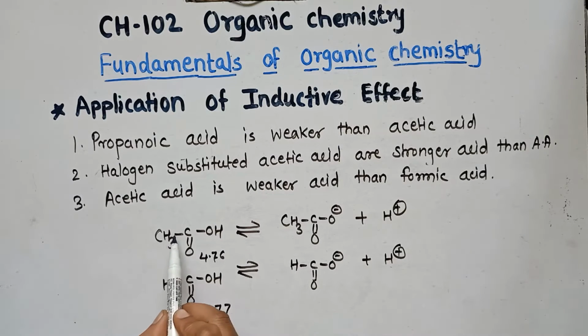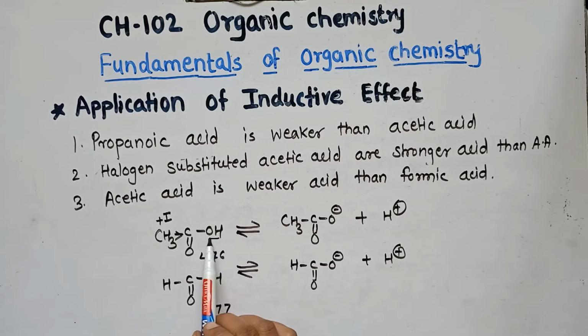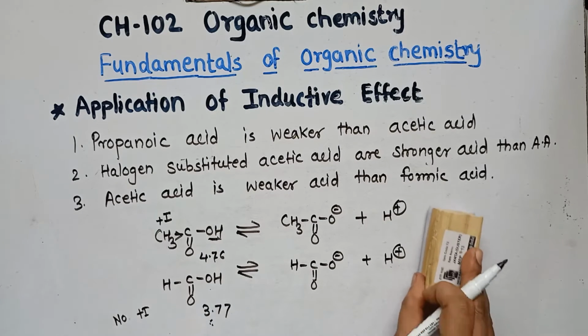And in another case, here the plus I effect is there. This methyl group exerts a plus I effect, and due to that the dissociation is not easy. Dissociation of this H plus ion is not easy because it donates electrons and increases the electron density, hence it is weaker. While here there is no plus I effect, hence it shows very fast dissociation, hence formic acid is a stronger acid than acetic acid. Okay, it is clear.